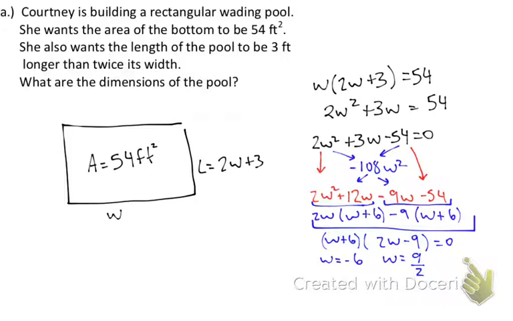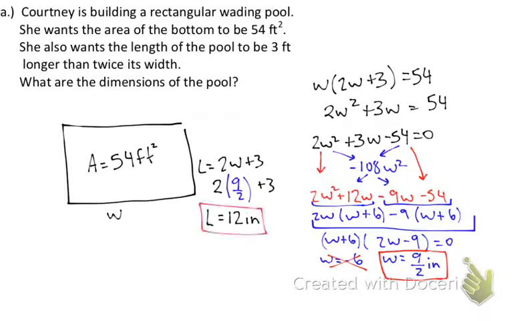So when we're doing this, we have to go back and see which one of these is actually a possible solution. We know length can't be a negative value, so that eliminates negative 6 as a possible answer, leaving our width to be 9 over 2, so 4.5. In order to get the length, we have to take our width and plug it into our equation. So 2 times 9 halves plus 3 gives us 12. So our length is going to be 12 feet, and our width is 4.5 feet.